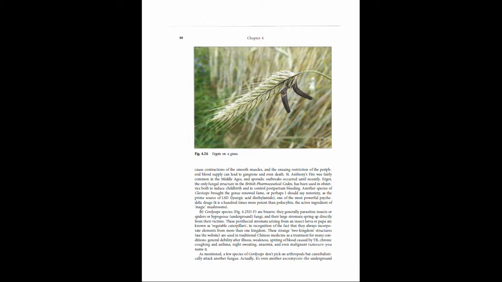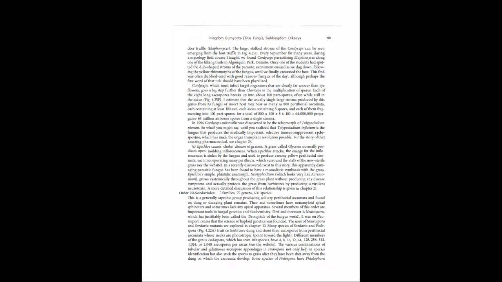As mentioned, a few species of Cordyceps don't pick on arthropods but cannibalistically attack another fungus. Actually, it's even another Ascomycota underground. Deer truffle, Elaphomyces. The large, stalked stroma of the Cordyceps can be seen emerging from the host truffle in Fig 4.25e. Every September for many years, during a mycology field course I taught, we found Cordyceps parasitizing Elaphomyces along one of the hiking trails in Algonquin Park, Ontario.